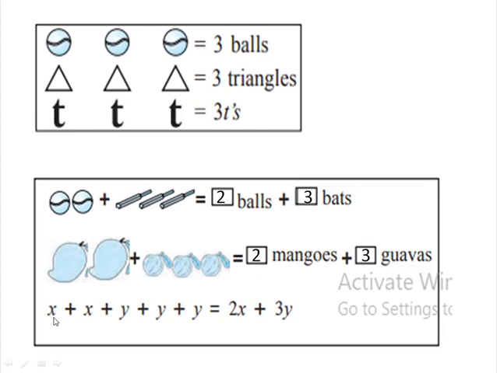So here when we add x plus x, we get 2x. Now here in the first example, 3 bats are there. In the second example, 3 guavas are there. In this example, 3 times y is added. So when you add y 3 times, you will write it as 3y. When you write any number and alphabet like this, you get an algebraic expression. So here 2x plus 3y is an algebraic expression.